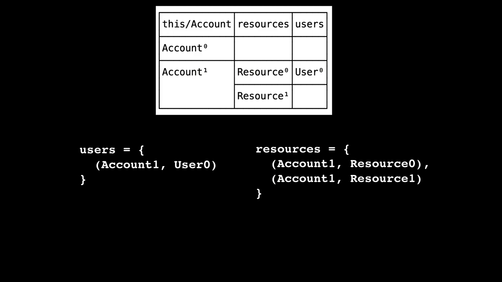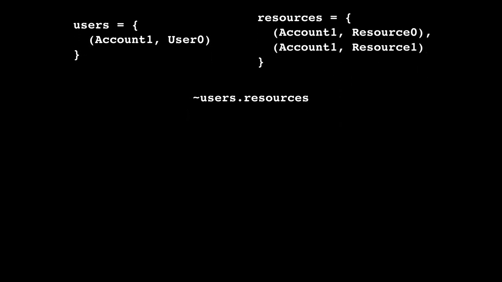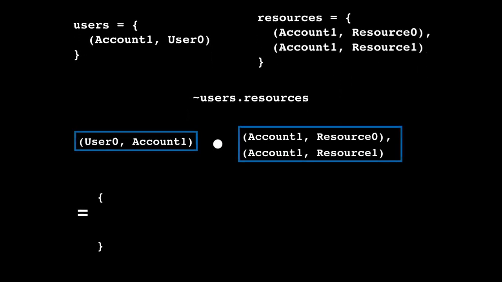All right, so back to this. Let's look at another example. What is users? Well, we just saw that. Users is the relation from account 1 to user 0. What's resources? In this case, it's account 1 to resource 0 and account 1 to resource 1. So what would this give us? Tilde users. Tilde is the transpose operator. So right out of the box, you can transpose stuff and flip things around. So what does this actually give us? Let's move all this stuff up to the top here. So tilde users is users flipped because it's the transpose. Resources is the same as before.